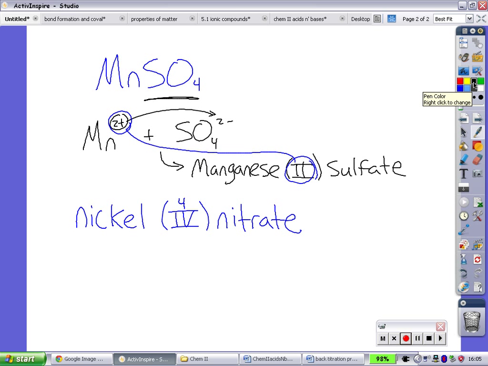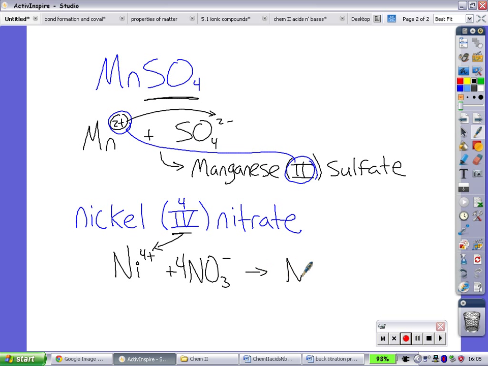The second one, to write the formula, is pretty easy. Nickel is Ni, and this 4 indicates that it is a plus 4 cation. Nitrate is NO3 with only a minus 1 charge. You can see the charges don't balance out. So I need to have 4 nitrates for every 1 nickel. And I would write it as Ni(NO3)4.